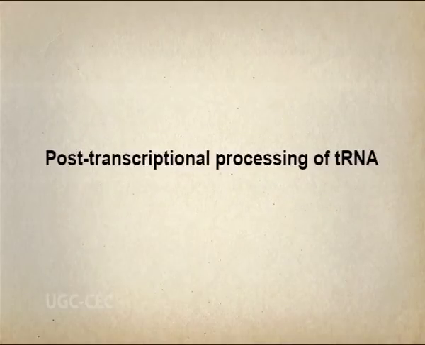Next, let us learn about post-transcriptional processing of tRNA. The tRNA molecules in both bacteria and eukaryotic cells are transcribed as precursor tRNAs that are extensively modified and processed to produce mature tRNAs. In prokaryotes, several tRNAs are usually transcribed together as one large precursor RNA, which is then cleaved into pieces, each containing a single tRNA. Some tRNAs in bacteria are cleaved from the large precursor rRNA.